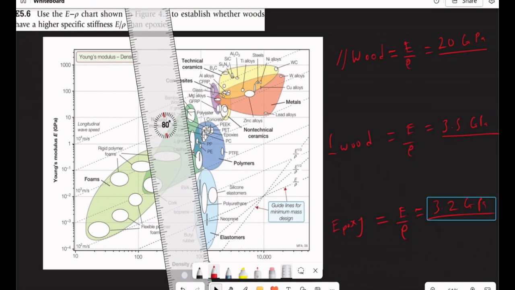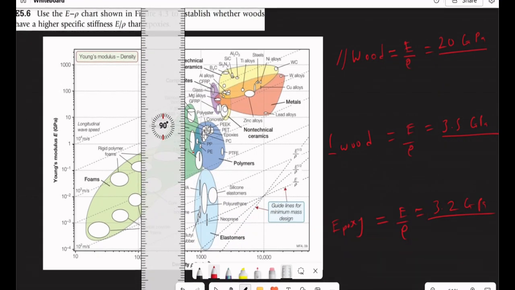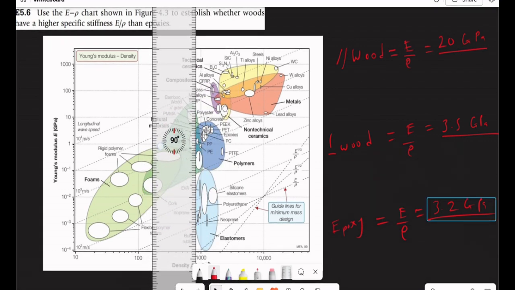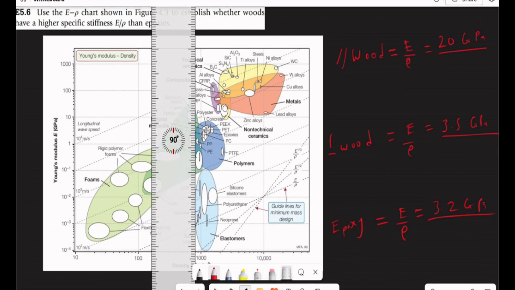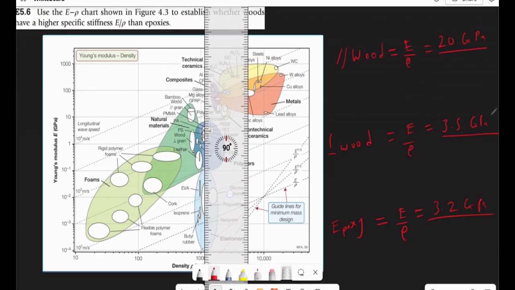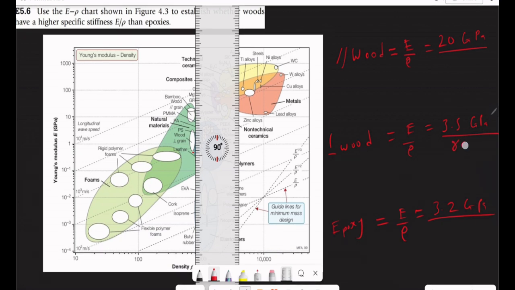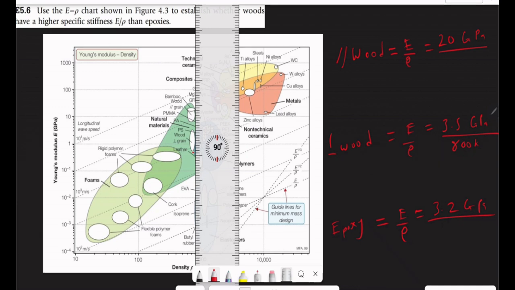We'll take our ruler, bend it all the way to the vertical position, and look for the higher limit as well. For parallel grain wood, we are looking for the higher limit of density. Let's go this way so it will be easier to visualize. We have 100, 200, 300, 400, 500, 600, 700, 800. So our value for density is 800 kilograms per meter cubed. Even though they are different, both parallel grain wood and perpendicular grain wood have the same density, 800 kilograms per meter cubed.